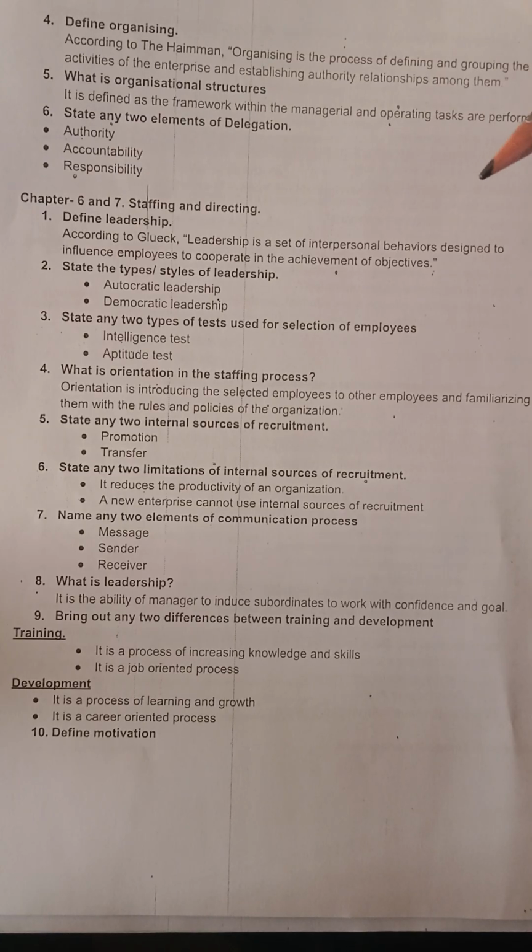Next, state any two limitations of internal sources of recruitment. It reduces the productivity of an organization. Next, second limitation, a new enterprise cannot use internal sources of recruitment. Next, name any two elements of communication process: message, sender, and receiver. Next, what is leadership? It is the ability of a manager to induce subordinates to work with confidence and zeal.